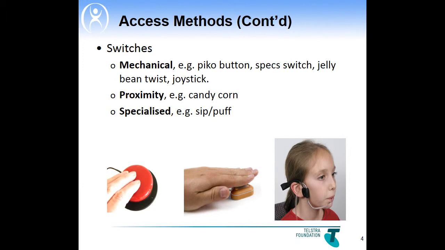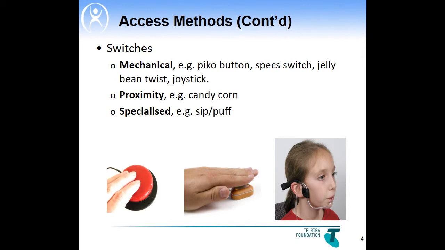2. Proximity switches, where it is enough to come within a certain distance of the switch to activate it, such as the candy corn proximity switch. These switches are activated by the slight movement of a body part, such as a muscle twitch, or a movement to break a beam or to come within a certain range of a switch to activate it. They are useful for people with very limited strength and movement, such as motor neuron disease.